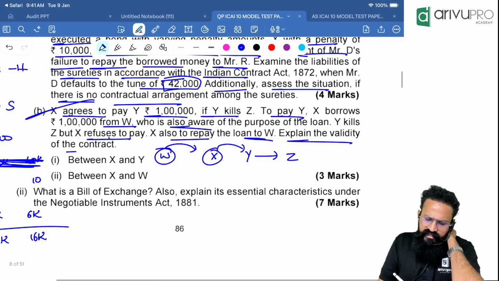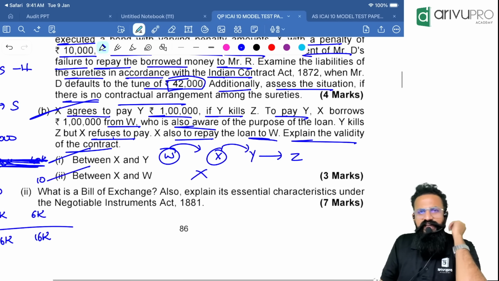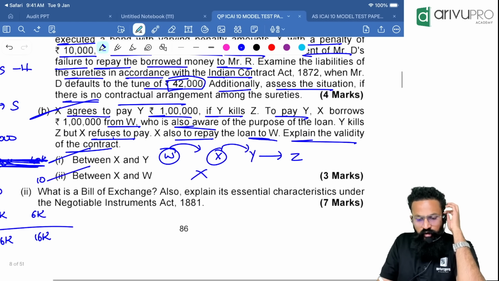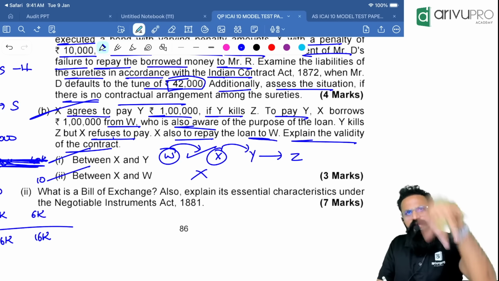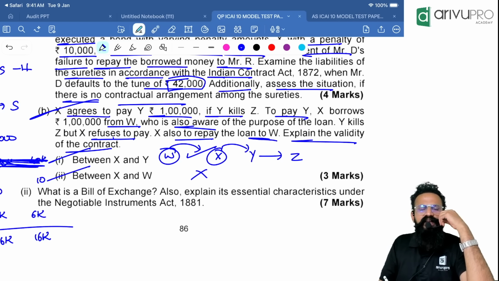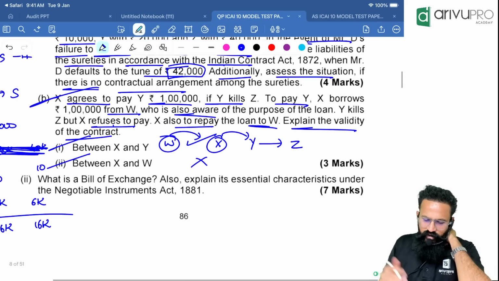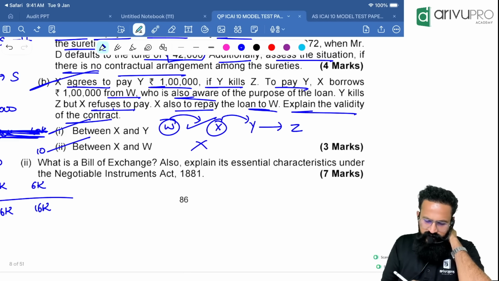Explain the validity of the contract between X and Y, between X and W. Everything is illegal, people. A contract which is connected to an illegal agreement, and you are also aware of it, will also be tainted with illegality. Yes, it's a void agreement. It's an illegal agreement. Sorry.